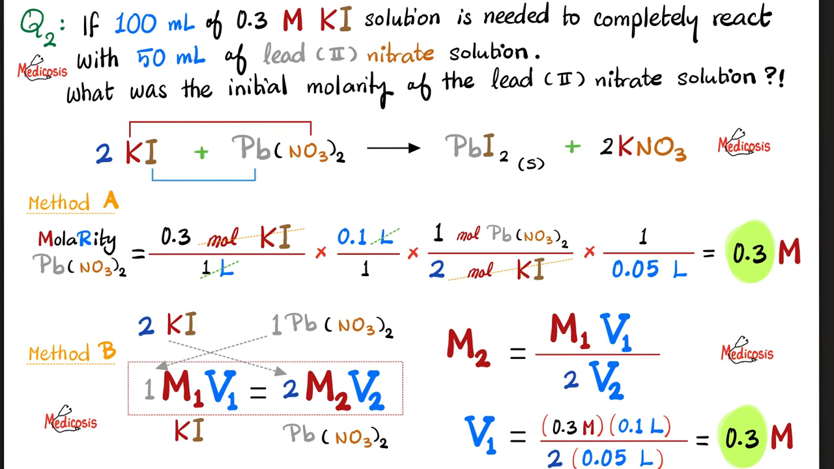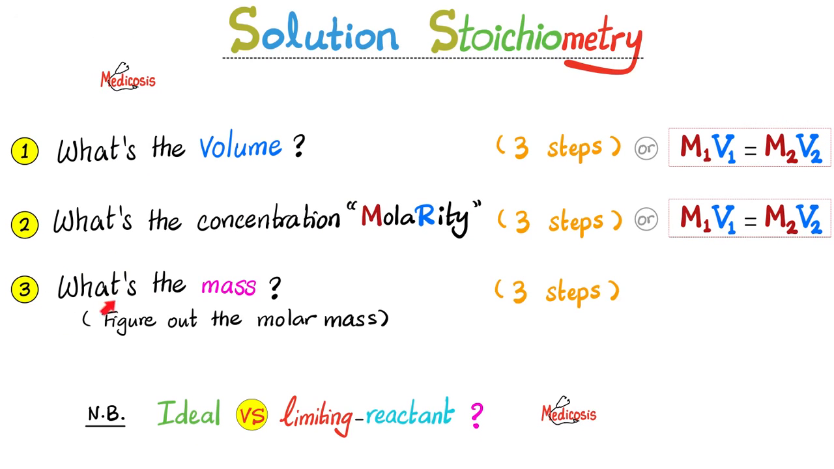Here are the same answers in color. The method number 1 is basically to cancel up and down together. Notice that it took us 3 steps. You want your measuring unit in the final answer to be in moles per liter. Moles per liter. Method B is M1V1 equals M2V2. Don't forget the crisscross action. Idea number 3. What is the mass? And to figure out the mass, still 3 steps, but you will need to figure out the molar mass in order to find the mass.